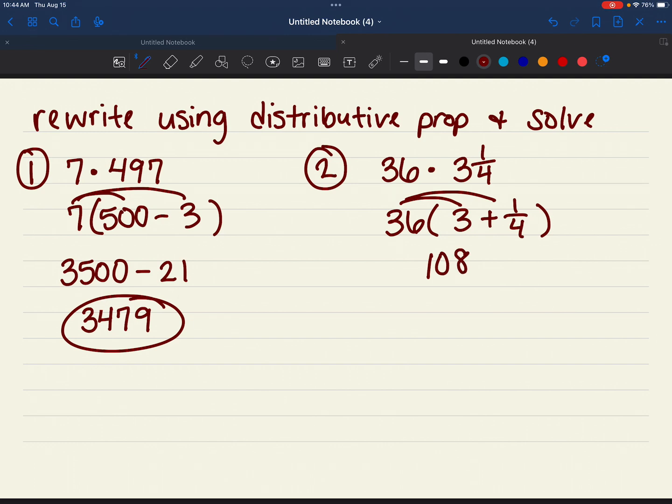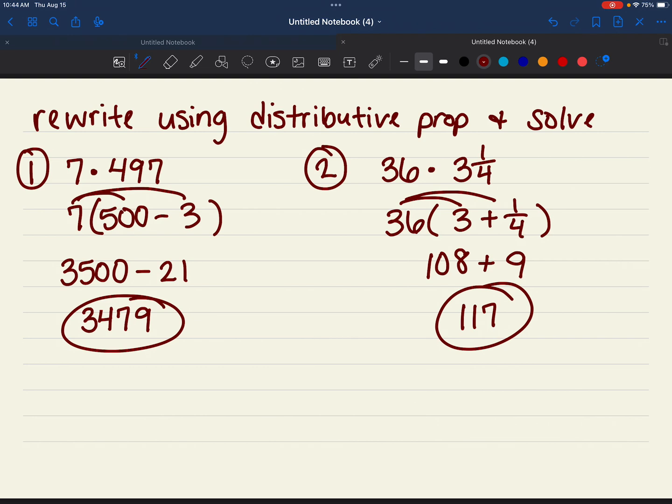Okay, now again, we just talked about this. What's 36 times 1? 36. And 36 divided by 4? 9. Okay, can I easily add 108 and 9 together? And what do we get? 117.